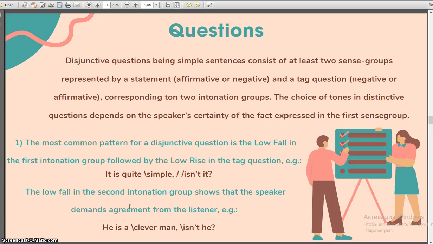First, the most common pattern for the disjunctive question is the low fall in the first intonation group followed by the low rise in the tag question. For example: It is quite simple, isn't it? The low fall in the second intonation group shows that the speaker demands agreement from the listener. For example: He's a clever man, isn't he?